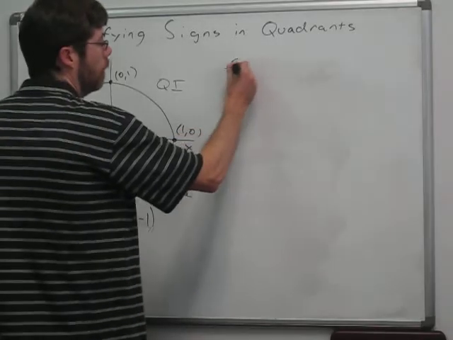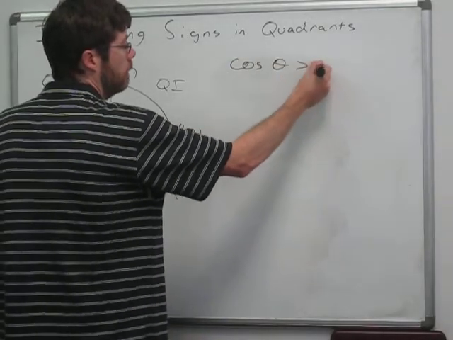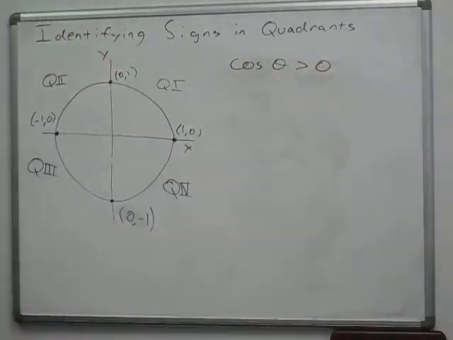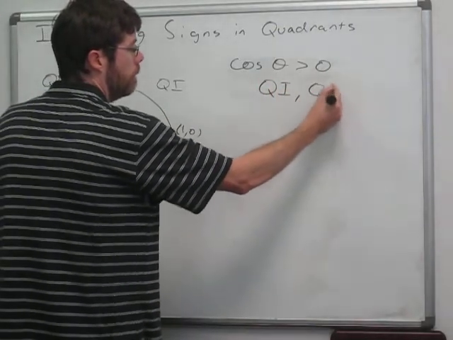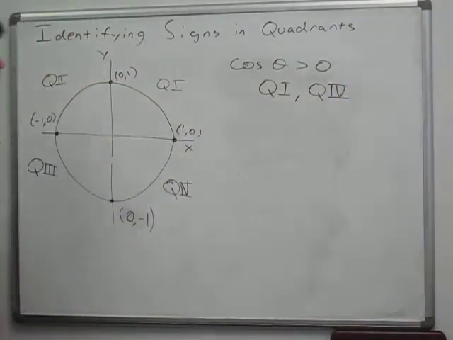So, where's cosine of theta positive? On the unit circle, cosine of a rotation is identified with the x-coordinates. The x-coordinates to the right of the y-axis are positive, so cosine of theta is positive in quadrant 1 and 4. X-coordinates are negative to the left of the y-axis, so the cosine is negative in 2 and 3.